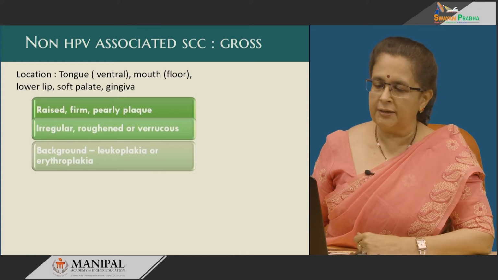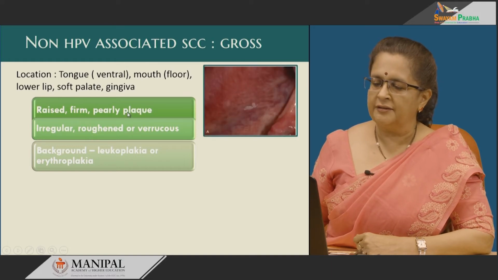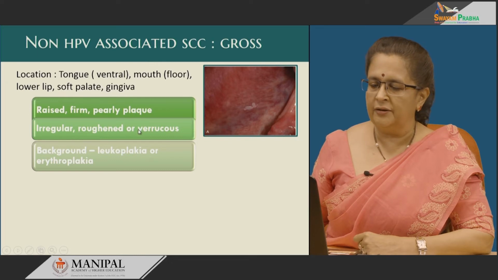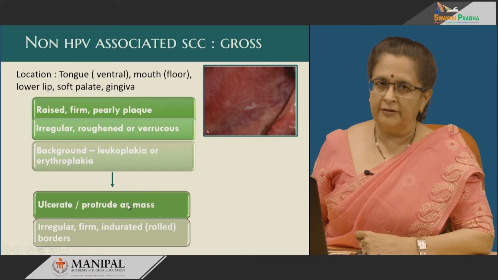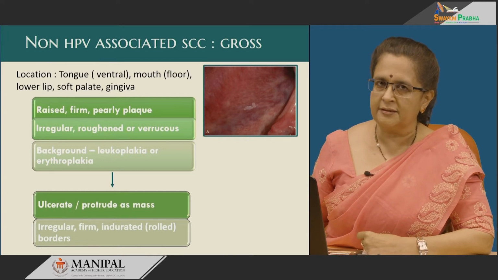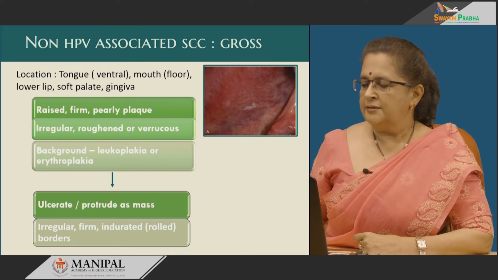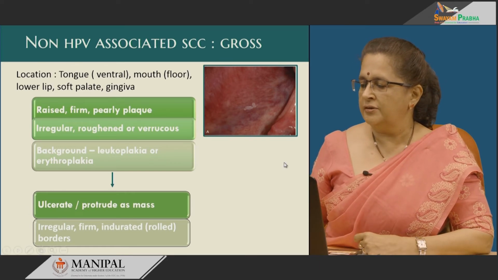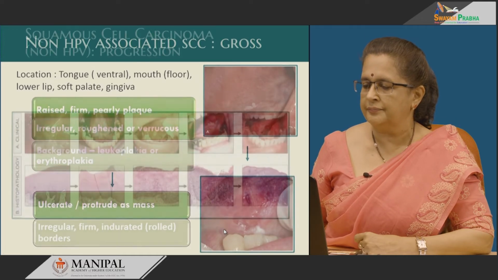Grossly, initially it is a raised, firm, pearly plaque almost similar to your leukoplakia. After that, it becomes irregular, roughened or verrucous with a background of leukoplakia or erythroplakia, and finally it becomes a large mass which protrudes on the surface. It may ulcerate, and when it ulcerates, the margins are rolled out and the base is indurated. This has an irregular surface also. So, this is how it will look grossly. This is an ulcerated lesion.